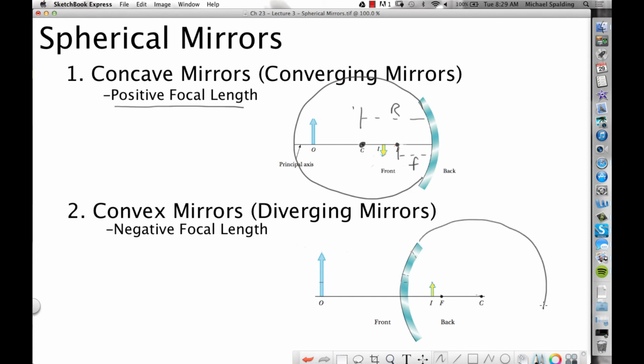Now look at a convex mirror. Here's the sphere. Complete the circle. Center of curvature. Here's the radius of curvature. Half of that is the focal length. Where does the focal length sit for a convex mirror?